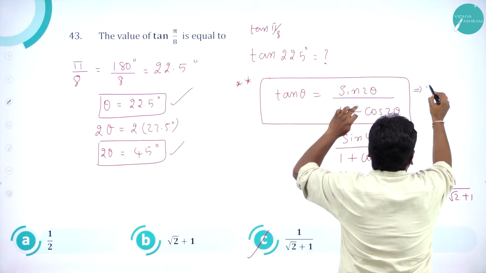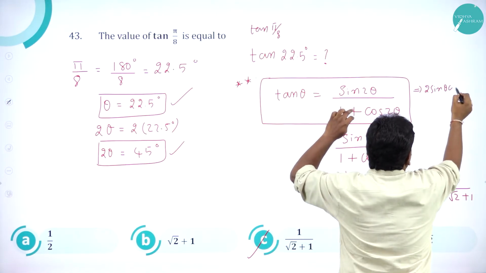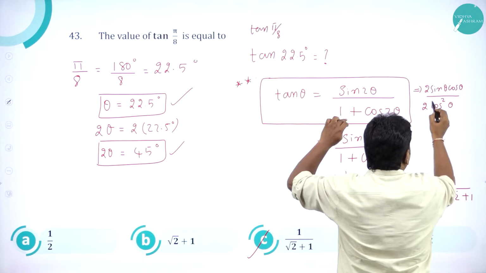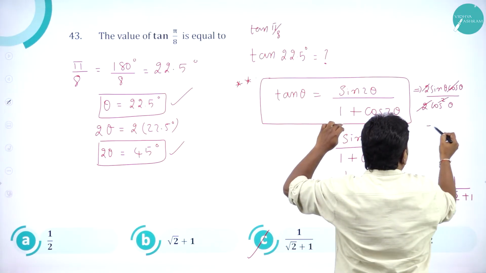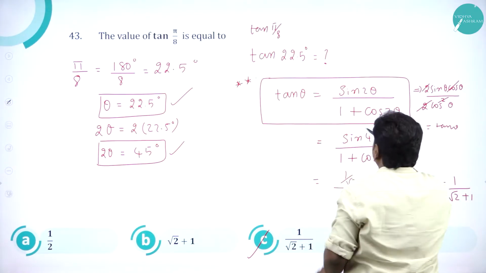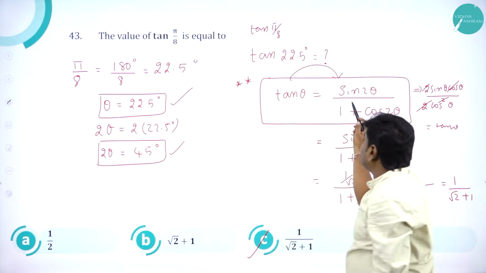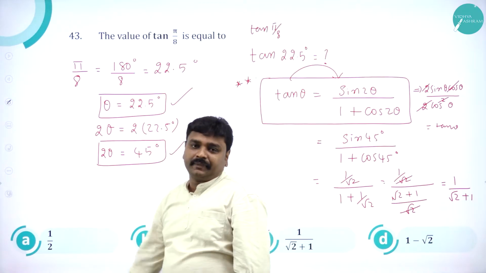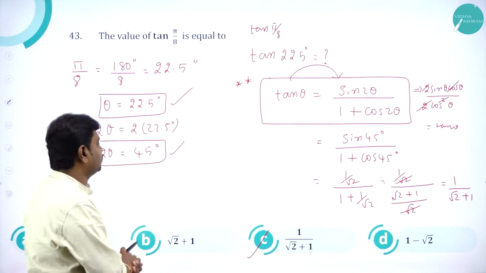What is sin 2θ? 2 sin θ cos θ. And what is 1 + cos 2θ? 2 cos² θ. 2 cancel, cos cancel, sin by cos, it will give you tan. Do you agree or not? So writing tan in terms of multiple angle helps you a lot, because we don't know 22.5, but we know 45. It is an interesting question.